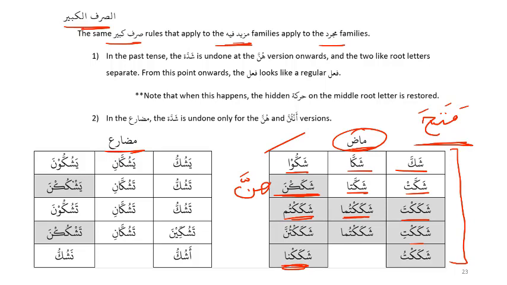And with mudare, same idea, only the female plurals have this decoupling. So in the female plural, the two identical letters are separated. In all other cases, the ayn letter and the laam letter are merged together using the shadda.